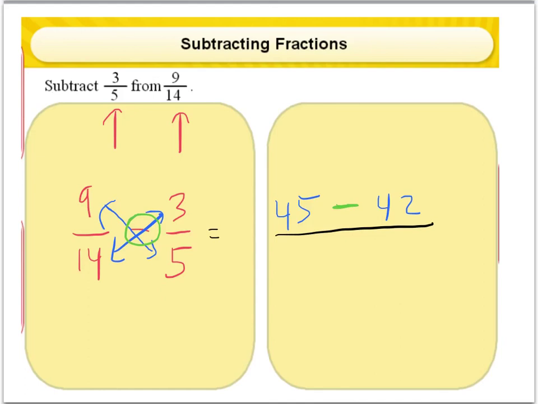And the last step is to find the denominator. So in this case it's 14 and 5. So 14 times 5 gives you 70. So my final answer is 45 minus 42, which is 3 over the 70. And you can't reduce it anymore, so that's your final answer.